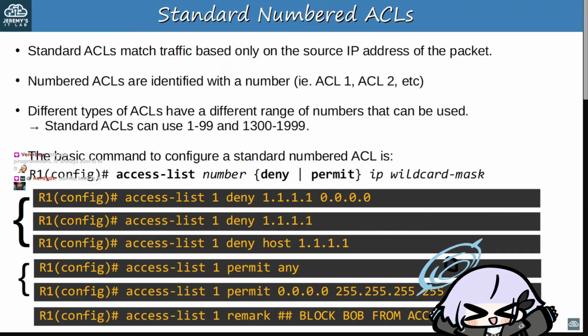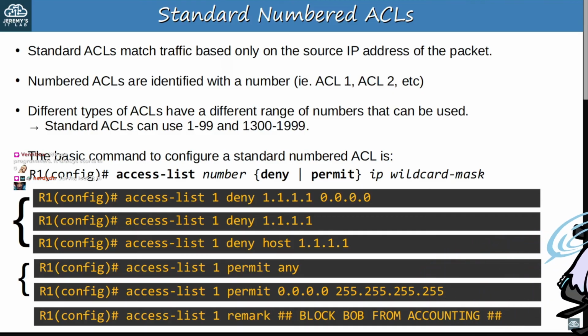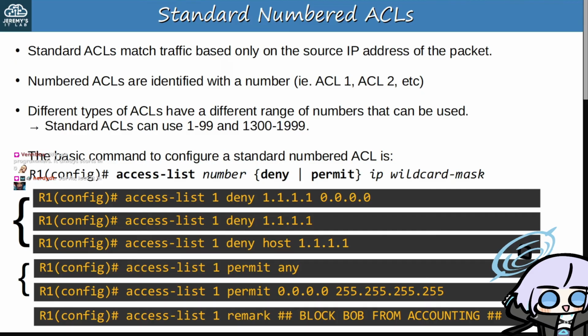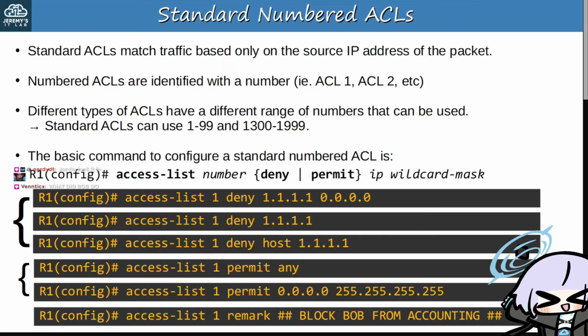Finally, here's one more thing you can configure for an ACL: a remark. This is like an interface description. It doesn't have any effect on the ACL. It's just a comment, a description that helps you remember the purpose of the ACL when looking at it in the configuration. Note that the command is access-list 1 remark. The hashtags, or pound symbols, aren't a necessary part of the command. I just use them to make it easier to see when looking at the config.